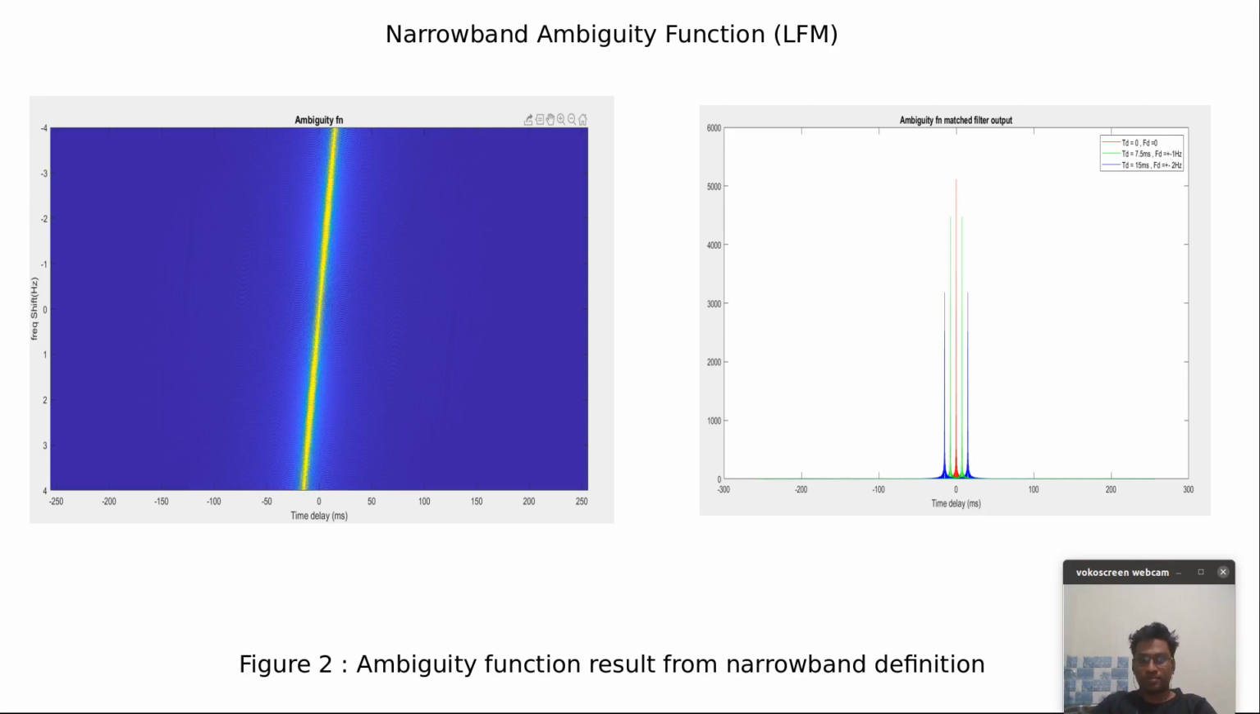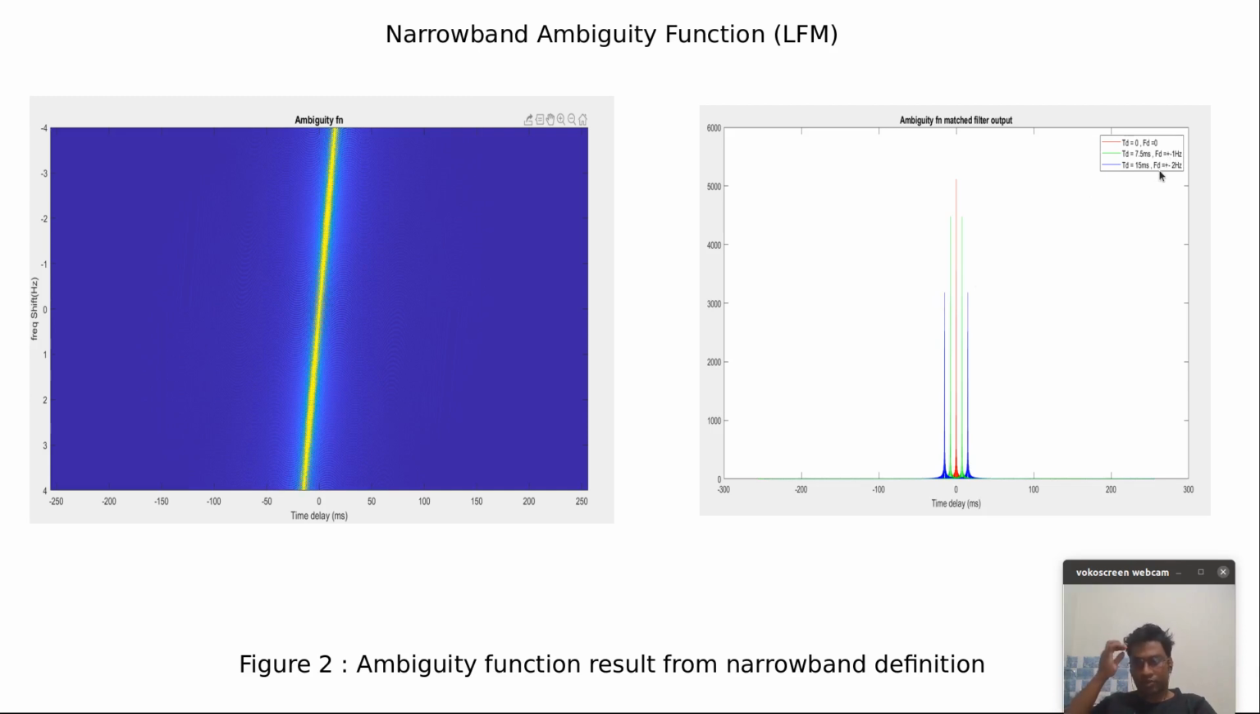And this is the ambiguity function obtained with the narrowband definition for the LFM signal. So this is a 3D plot, and this is a matched filter output. Here you can see a red curve that represents the matched filter output for time delay 0 and frequency shift 0, and this green curve represents an intermediate time shift and frequency shift, that is 7.5 milliseconds and 1 hertz, and this blue curve represents the time delay of 15 milliseconds and 2 hertz.